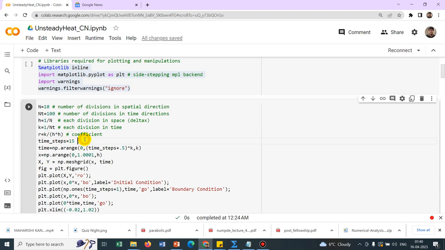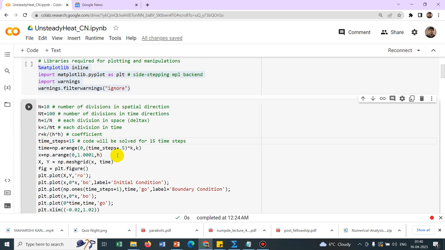And the time steps 15 means in this particular problem, they will solve for 15 time steps. This code will be solved for 15 time steps only. You can increase this, but here, for example, the code will be solved for 15 time steps.